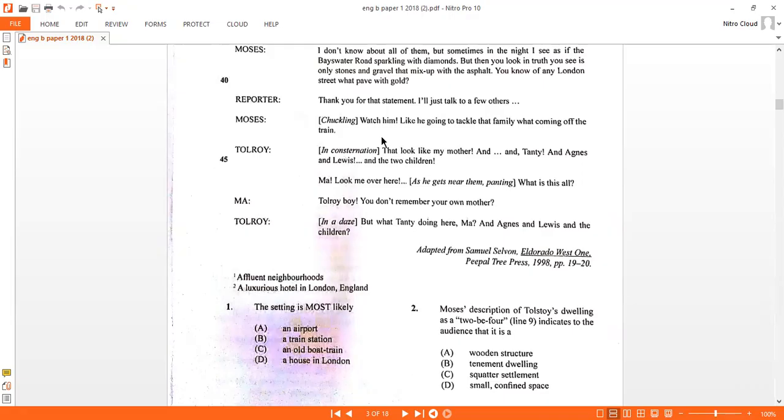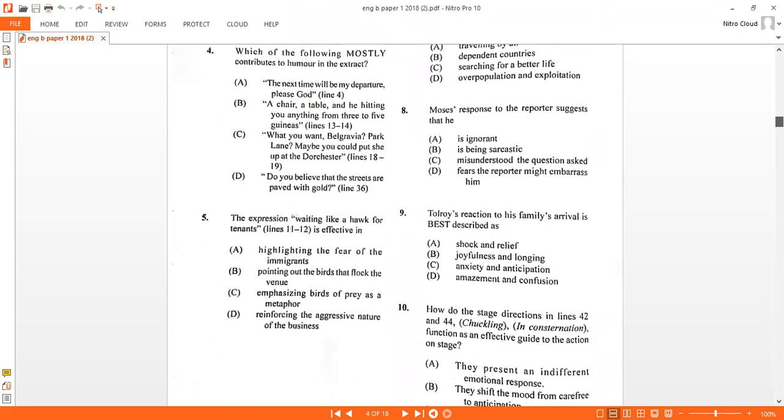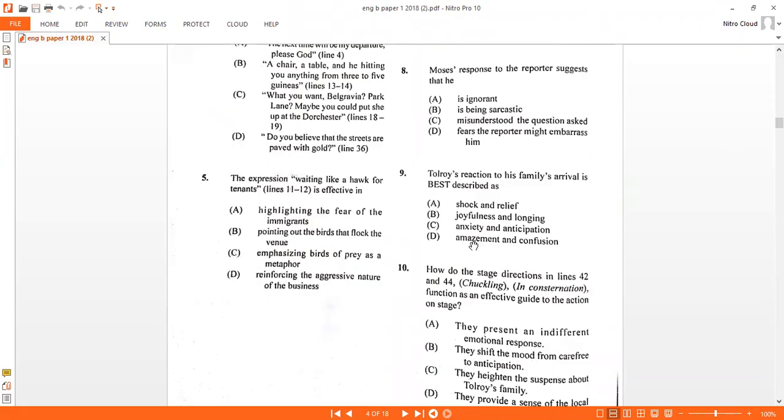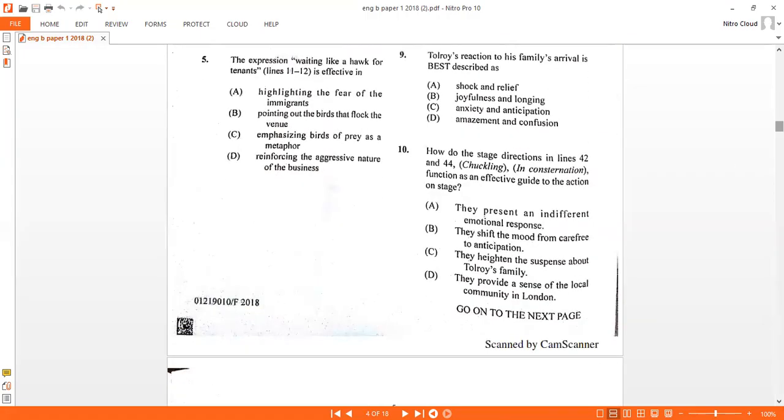And what he has seen is his mother, his sister, Tanti, Agnes, and Louise, and the children. So he's already living in a 2x4, and now he sees the entire family. So he is now more likely in amazement and confusion that he has seen the entire family. He did not expect to see them.